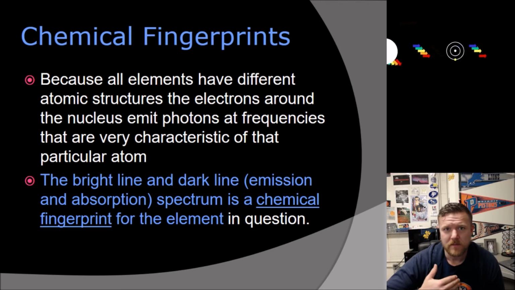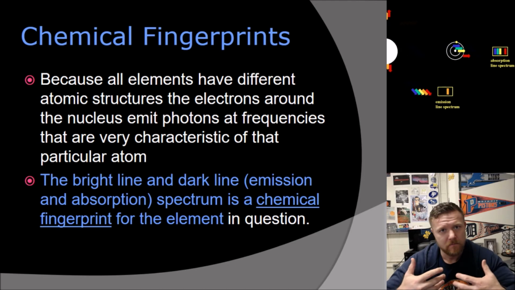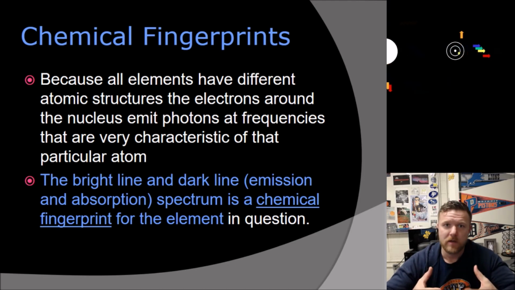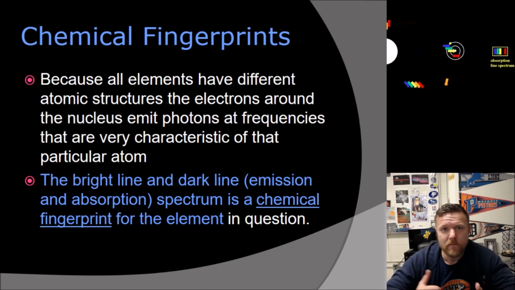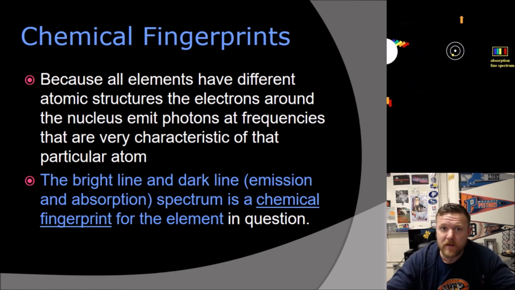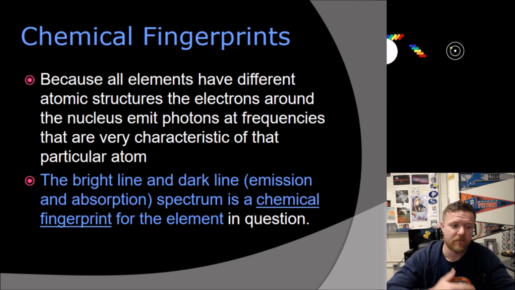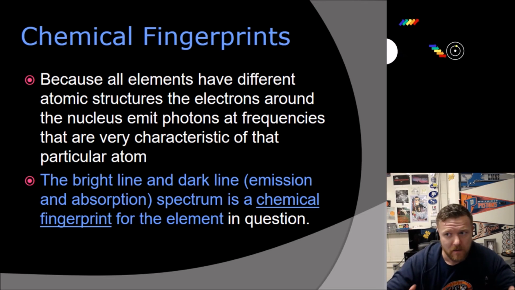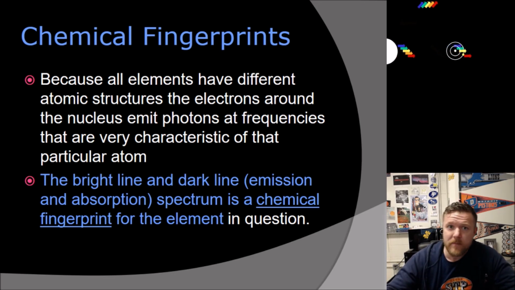Because every element and molecule in the universe is arranged differently, its nucleus and the electron configuration is different, the wavelengths of light that can bounce those electrons around are going to be very specific depending on which element you're talking about. Every single oxygen atom is going to bounce electrons around differently than every single hydrogen atom. Every carbon atom is going to be different than every magnesium atom.